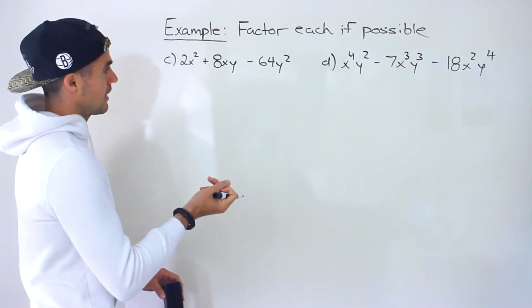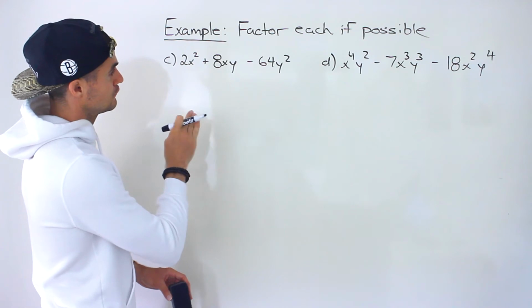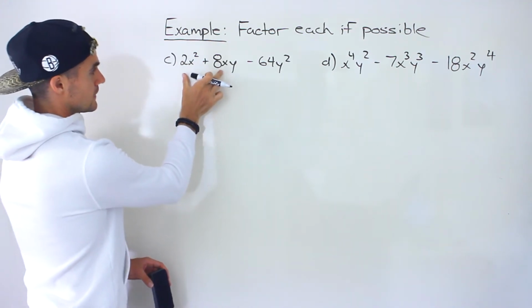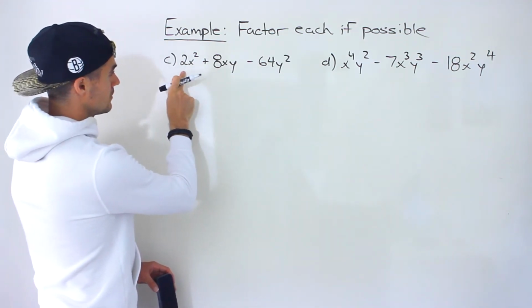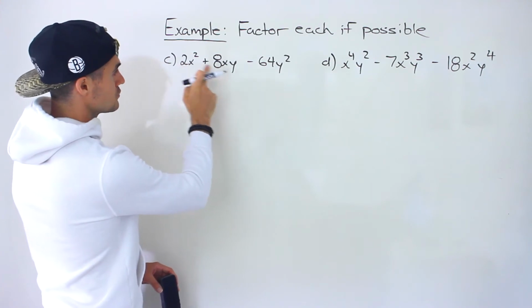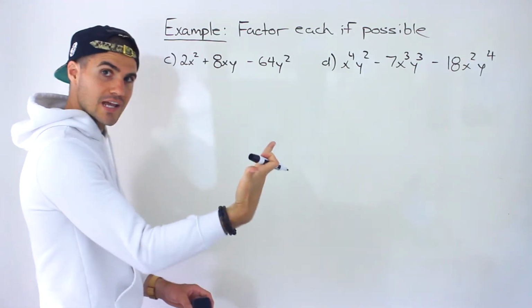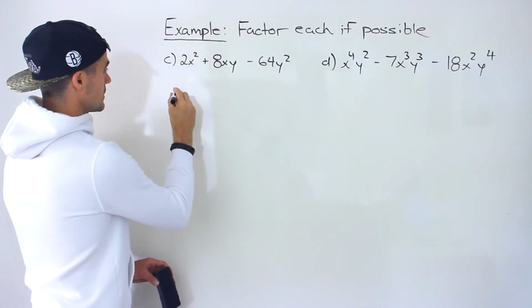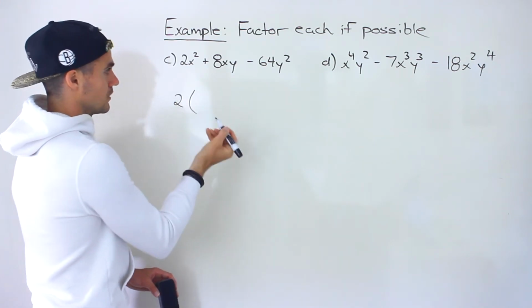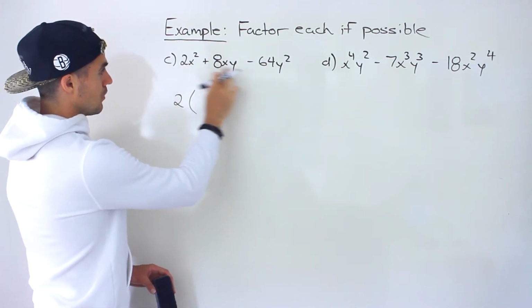Notice in this case, we can't factor anything out in terms of the variables, because there's 2x's here, no x here, 2y's here, no y over here. But notice 2, 8, 64, we could take out a 2 from all of those. So that's the first thing we're going to do. We're going to take out a 2. What would we be left with?